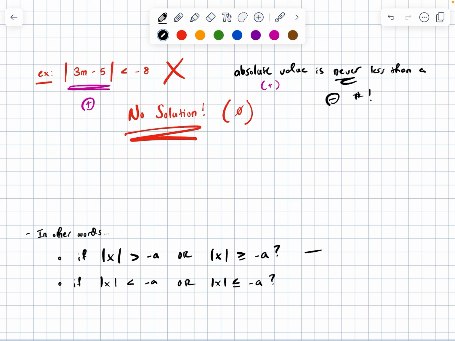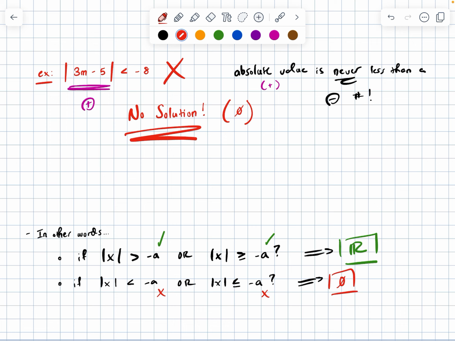Alrighty, well, an absolute value must be positive. In our first bullet point here, I'm saying a positive number is greater than a negative number, or greater than or equal to a negative number. Both of these are fundamentally true. This is an all real numbers case. But if I say that the absolute value is less than a negative, or less than or equal to a negative, that can't be true. A positive can never be less than a negative. So these will both give me no solution cases.